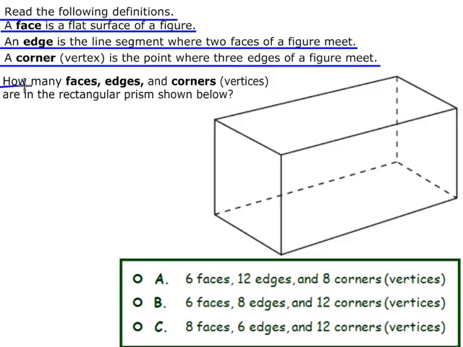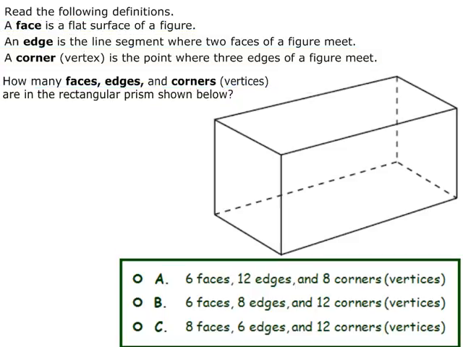Question: how many faces, edges, and corners or vertices are in the rectangular prism shown below? Well, let's begin by highlighting the key information here. In the second sentence we read, a face is a flat surface in a figure. So a face is a flat surface in a figure.